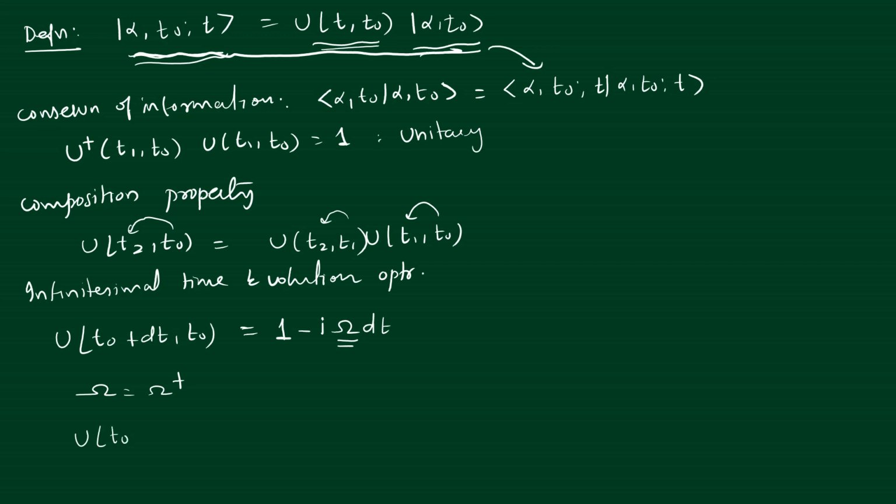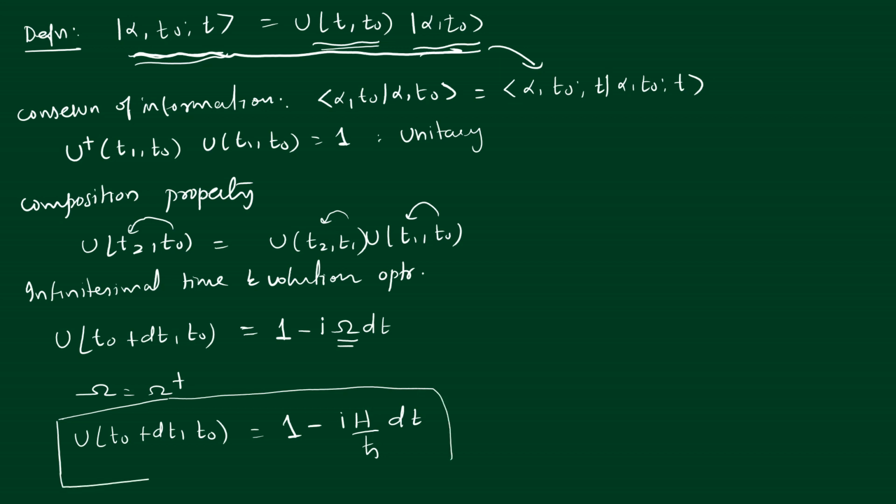So the infinitesimal time evolution operator can be written as U(t0 + dt, t0) equal to the identity operator minus iH/ħ multiplied by dt. Here dt is the infinitesimal amount of time, H is the Hamiltonian, and ħ is our usual ħ that appears in the translation operator, for example. So this conclusion is important. We have got the form of the infinitesimal time evolution operator in quantum mechanics.